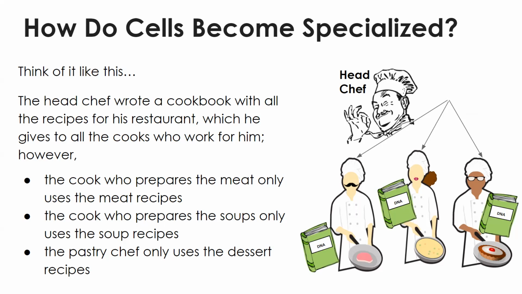However, cells express different genes that allow them to perform their specialized function. Each of these cooks read specific parts of the cookbook to perform their special function and prepare their special part of the meal. Okay?